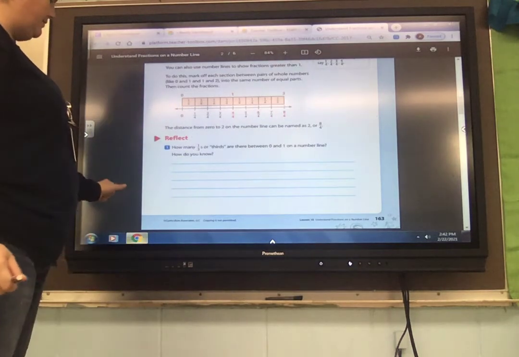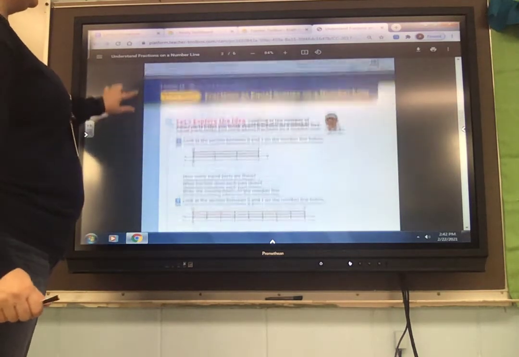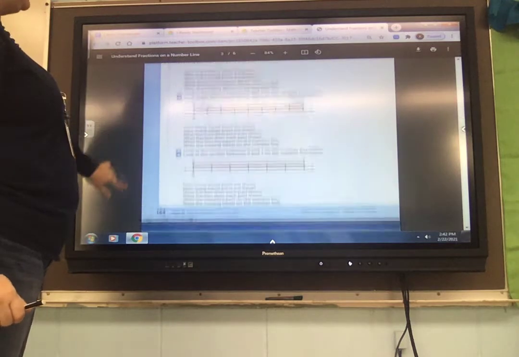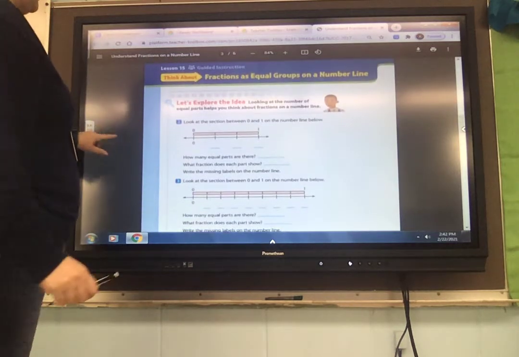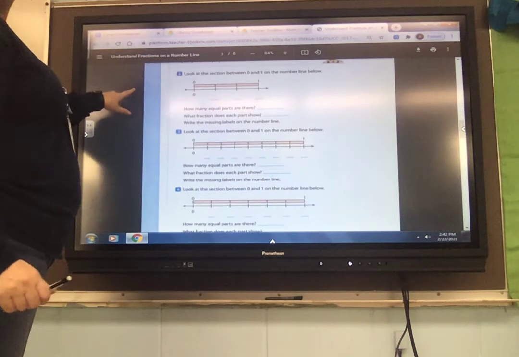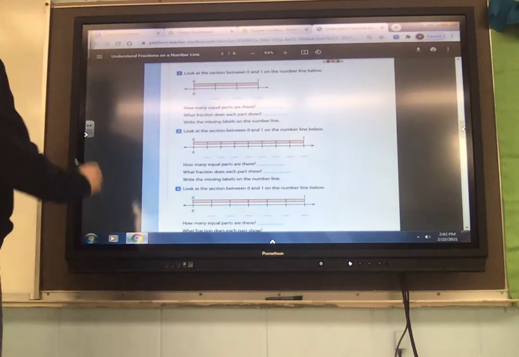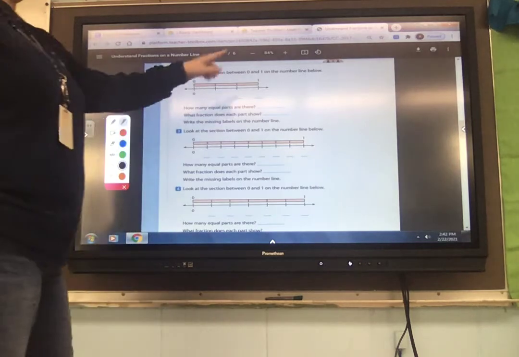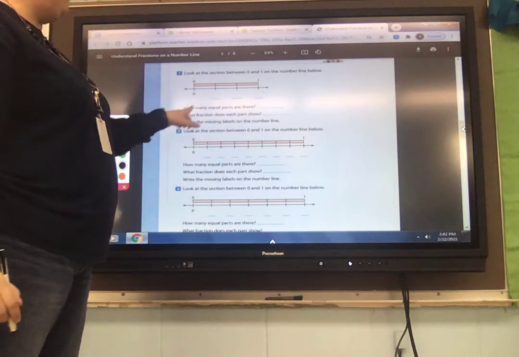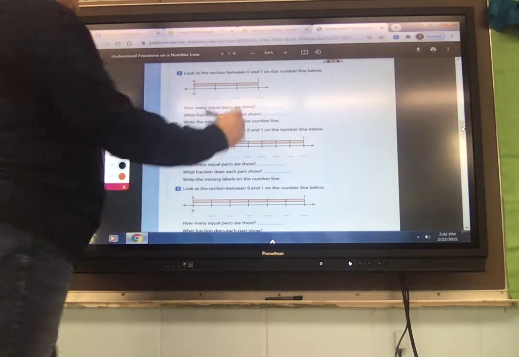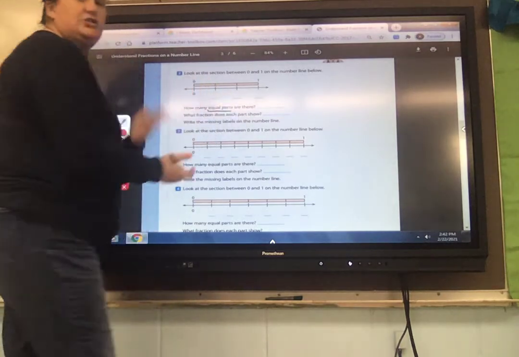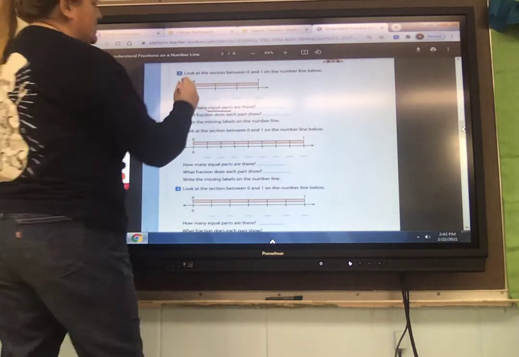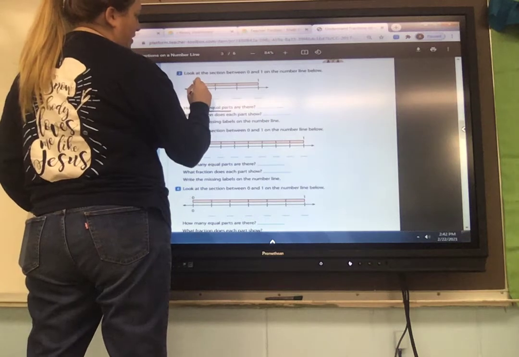Okay, let's keep moving. Still working on number lines. This is going on to page 164. Number 2. Look at the section between 0 and 1 on the number line below. How many equal parts are there? So remember, we're counting the sections. We are not counting the lines. So I see 1 equal part from here to here.